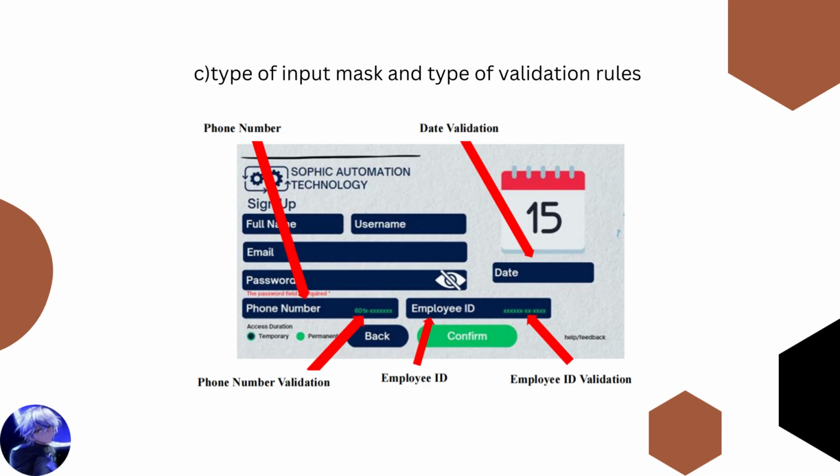To see the type of input mask and type of validation rules. Input mask is phone number and employee ID. Validation rule is date validation. Second, employee ID validation, and last, phone number validation.